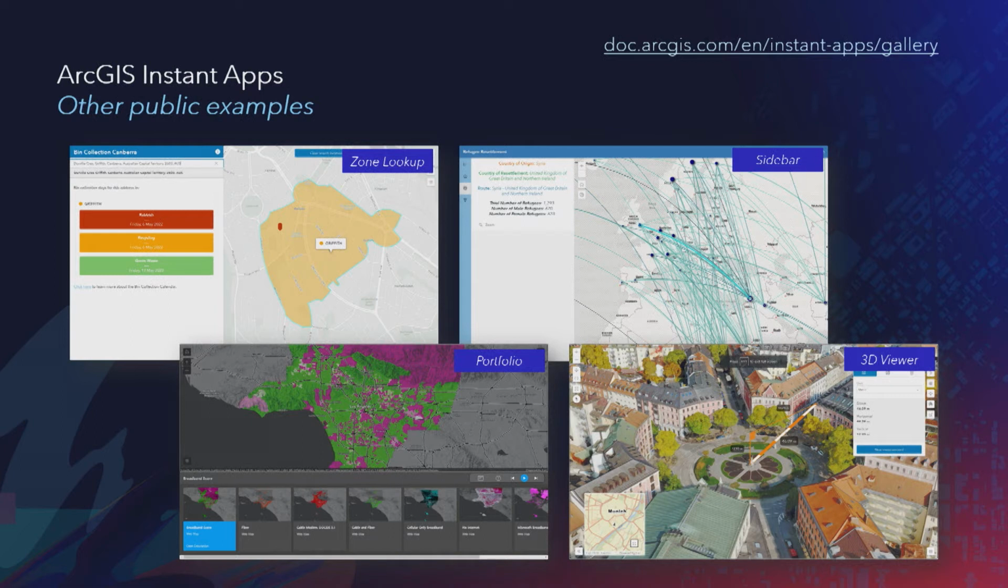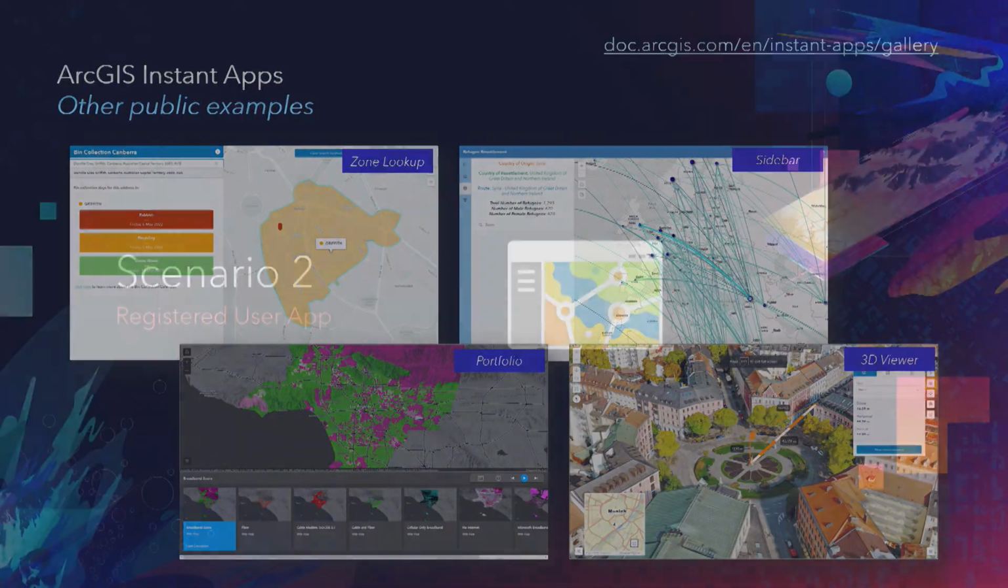Or if you just simply want to present information as a map, there are various different 2D and 3D viewer applications available. If you want to be inspired as to what else is available, simply search for Instant Apps Gallery and you'll find a whole range of public examples. So let's move into our second scenario. Having registered their interest, our next requirement is for a user to actually manage their routes and their passengers.